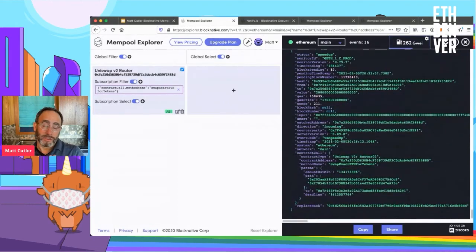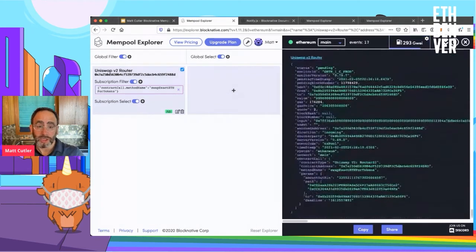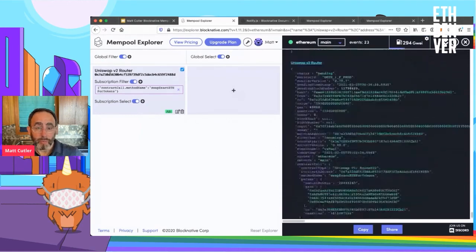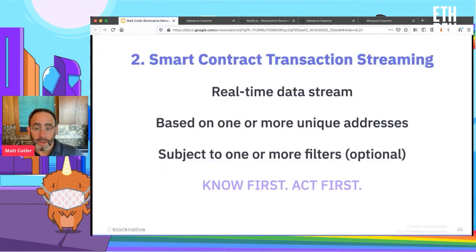And now you're beginning to, of this massive sea of transactions flowing through the mempool, able to pick out the ones that are most relevant to your project, most relevant to your users, and do useful things with it through composability. So that's a real quick example of the second mempool primitive, which is smart contract transaction streaming.